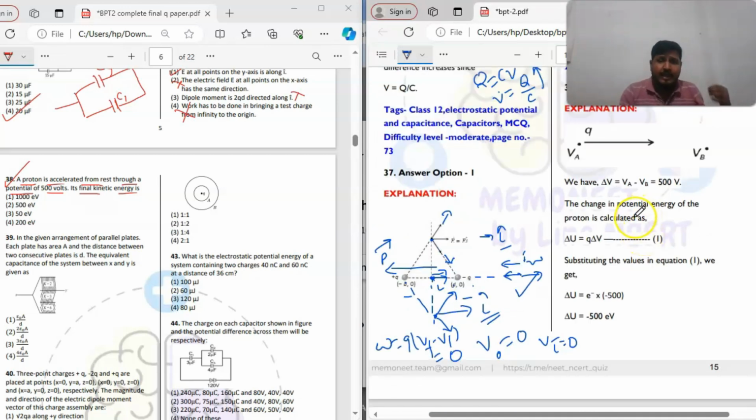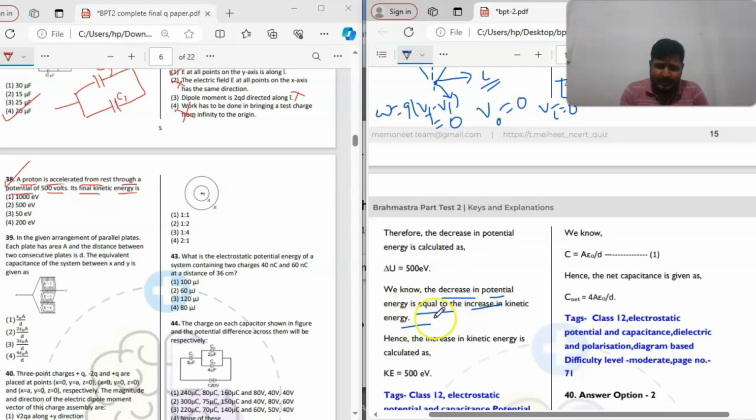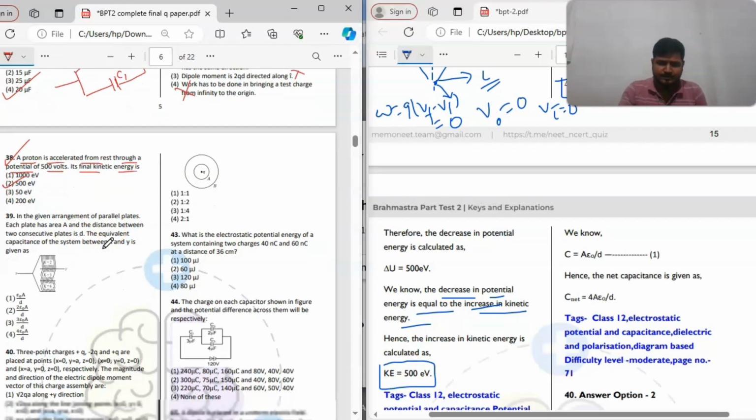So if you want to find the kinetic energy, we know the potential difference between A and B is 500 volt. So first of all, we will calculate the change in potential energy. So this is Q, which is equal to minus 500 electron volt, because this is for the electron. So for the electron, this is minus Q, that is 500 electron volt. Here is a decrease in potential energy. So this is equal to the increase in kinetic energy. So the kinetic energy is 500 electron volt. So our second option is the correct option.